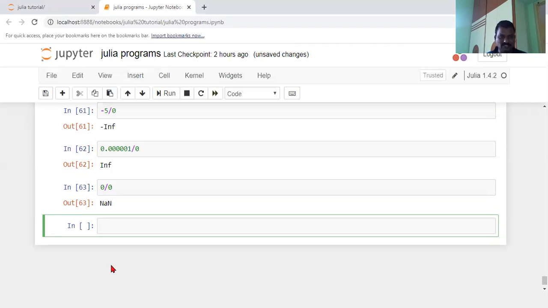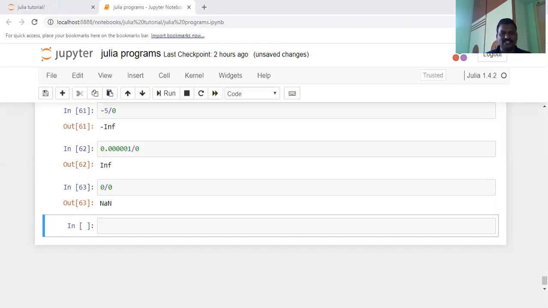Minus 5 divided by 0 is minus infinity. And then 0 divided by 0 is not a number. That means you cannot get a value here. That means there are certain calculations here. What are the calculations?